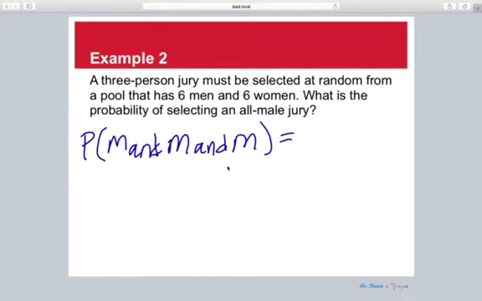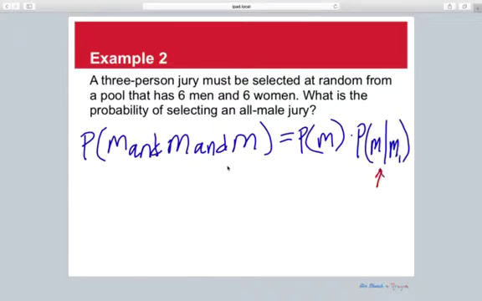Here's what we'll do. The formula becomes the probability of selecting a man times the probability of selecting a man given that the first person selected was a man. And so that line generally means given that. And then times the probability of selecting a man given that the first and second jurors selected were male.